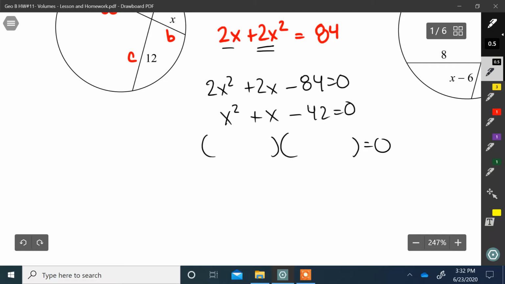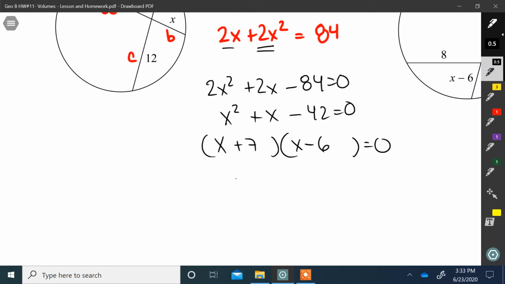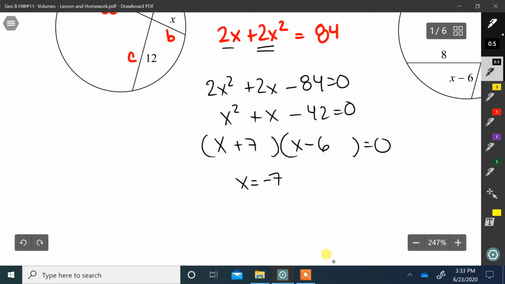I need to look for two numbers that, when I multiply them together, I get negative 42, but when I add them together, I get 1. Let me see, 6 times 7? Yeah. So 7 and negative 6 should work. So the answer should be negative 7 and 6.